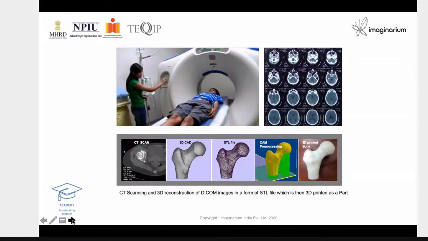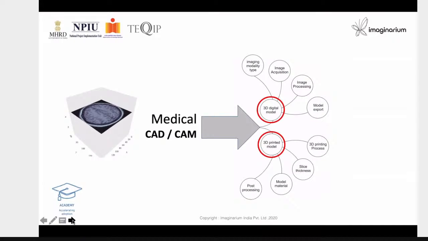And using some software like Mimics and Osirix, we can isolate these. It's called segmentation. So you can see here, medical CAD CAM, you have two outputs. One is a digital model where you can explore on screen. The other one is a 3D printed model which can be held in hand, and both are being used in the industry.